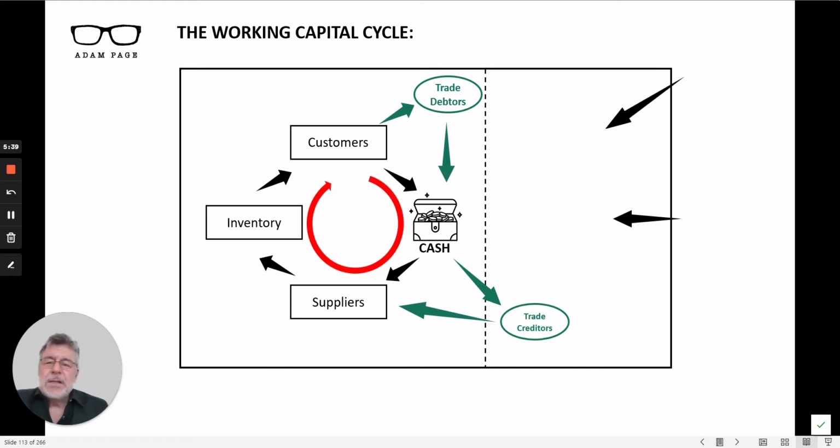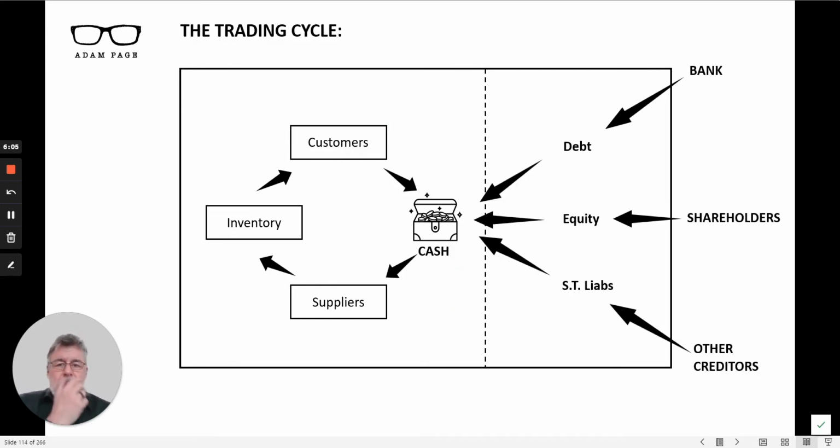So that red cycle there represents the working capital cycle. Cash goes to suppliers who provide us with raw materials, which we turn into finished goods, and the customers pay us either immediately or on a delayed basis. Okay, let's look at the trading cycle, which just builds on the working capital cycle a little.